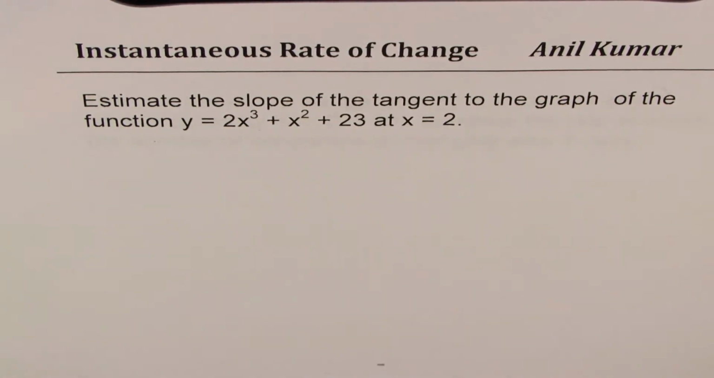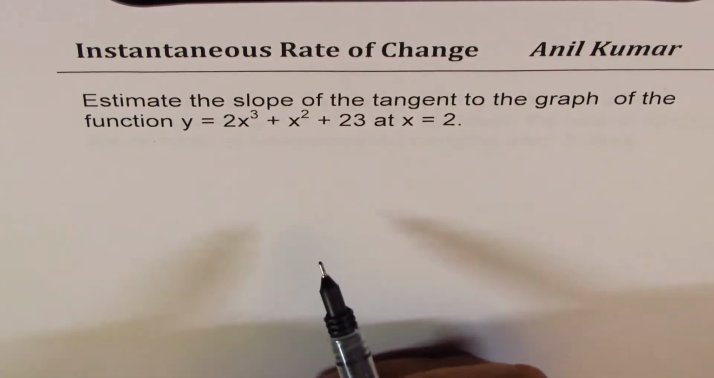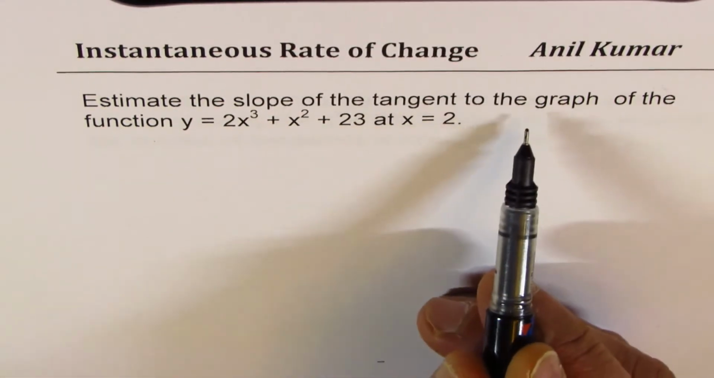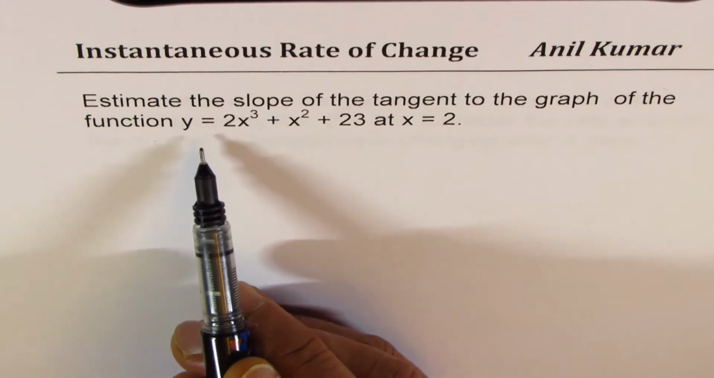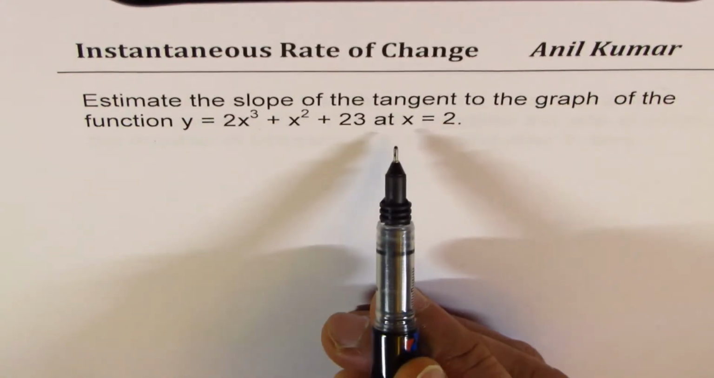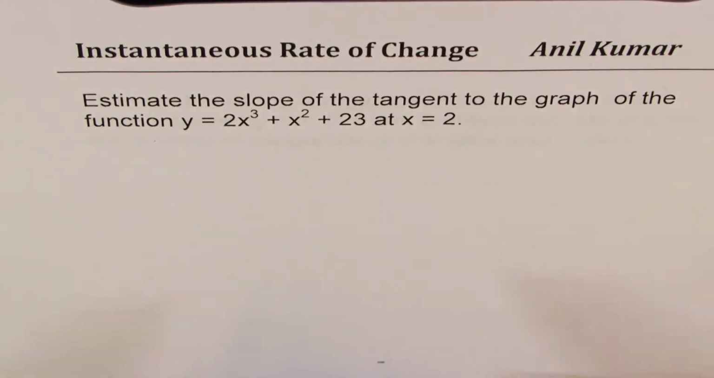In this particular video, I'll take up 3 examples. All 3 have been sent by my subscriber. These are based on instantaneous rate of change. The very first question here is, estimate the slope of the tangent to the graph of the function y equals 2x cubed plus x squared plus 23 at x equals 2.